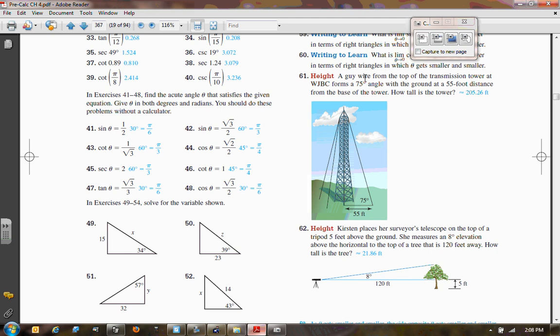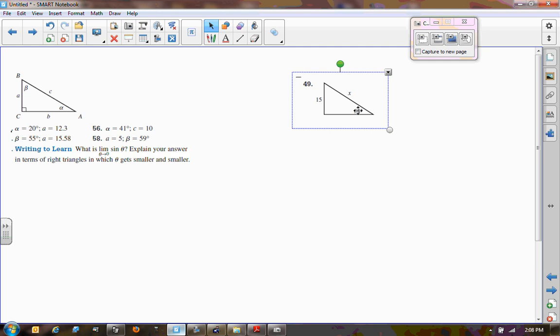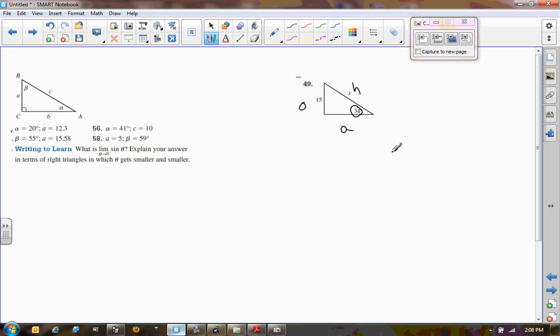Okay, so number 49. We've got to find the missing x. All right, so let's find x. Here's my angle I'm looking at. This is opposite. This is hypotenuse. This is adjacent. I know SOH, so I know that the sine of theta is O over H. Theta, do I know theta? Sure do. It's 34.